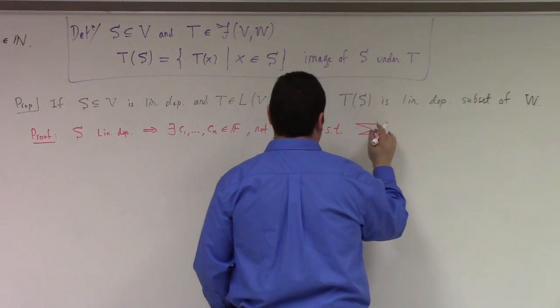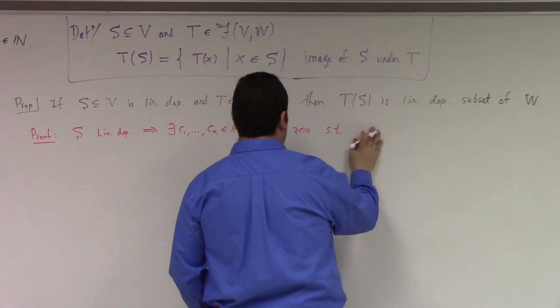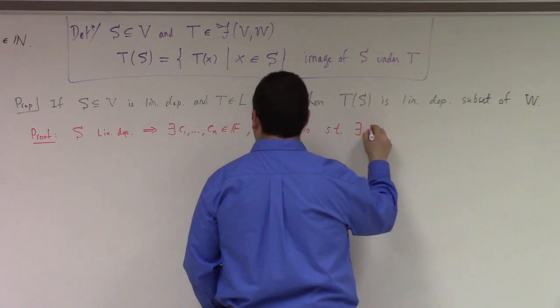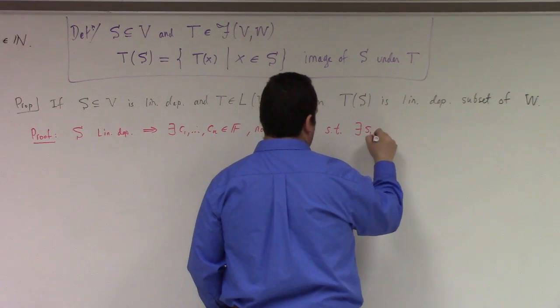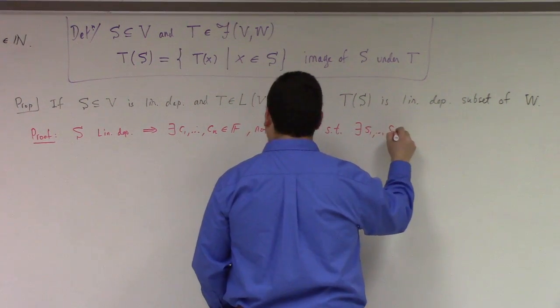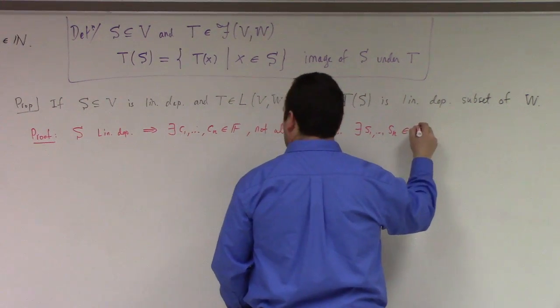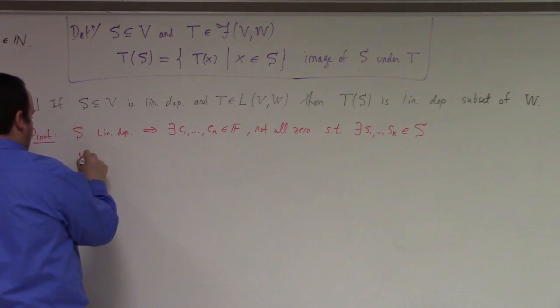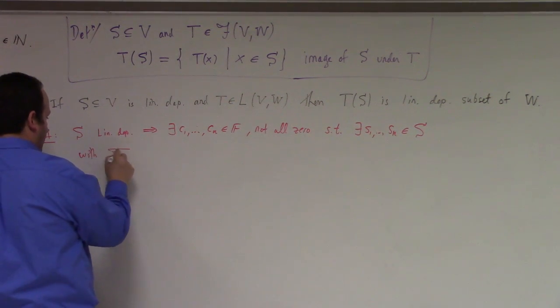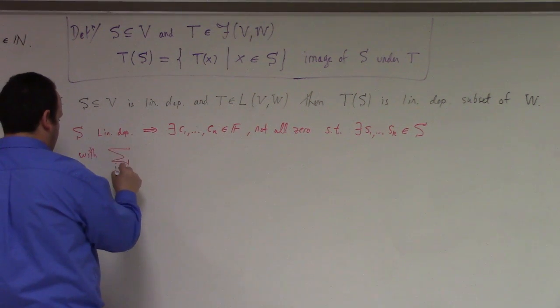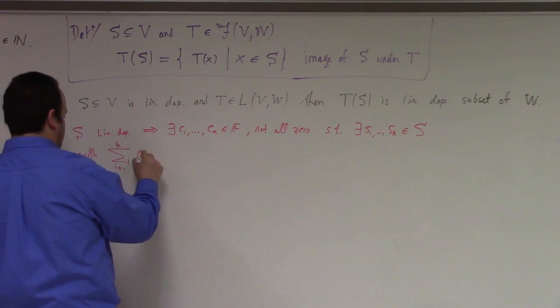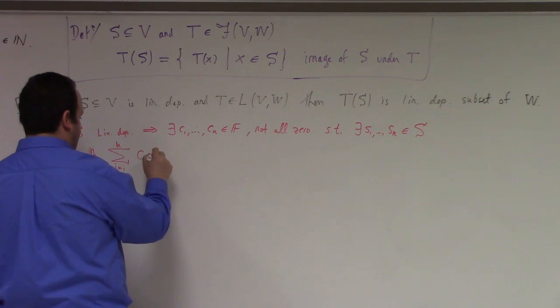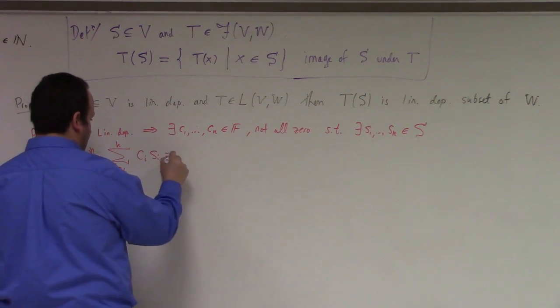Sorry, a little bit more. Not all 0, such that there exist s1, ..., sk in the set S, such that what? Exactly. So the sum of ci si is equal to 0, right?